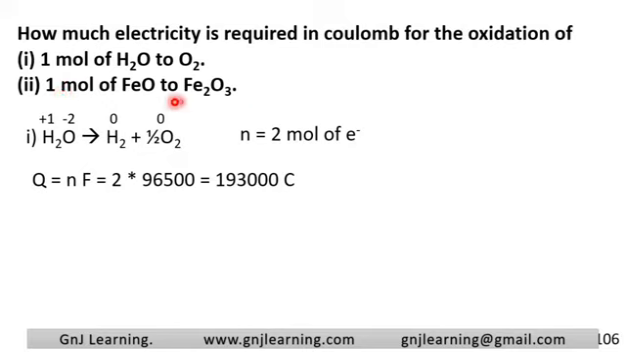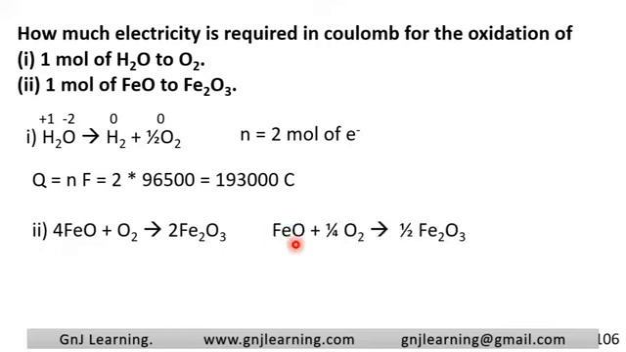In this second question, they have asked for the oxidation of 1 mole of FeO to Fe2O3. First let's see how we will get a balanced equation out of this. So FeO on oxidation gives Fe2O3. If you balance, you will get 4 FeO, but they have asked only for 1 mole. So what I should do? I should divide the entire equation by 4.